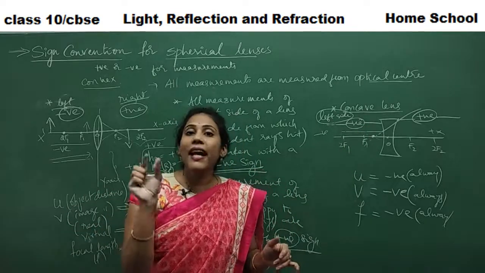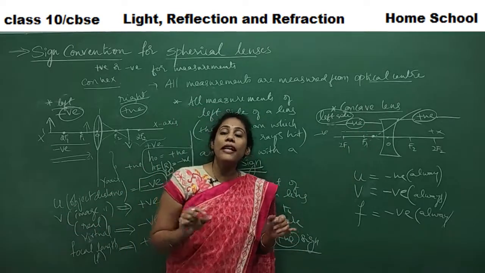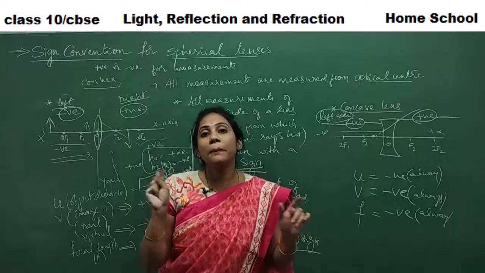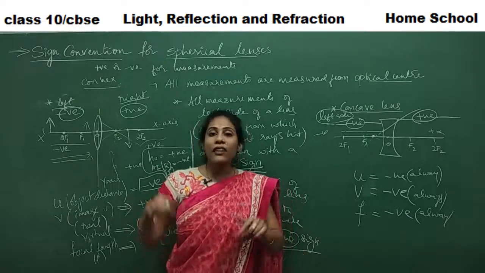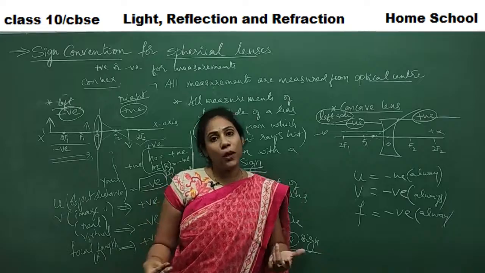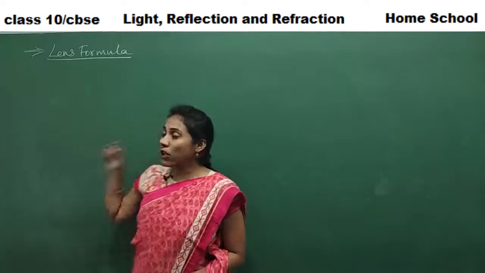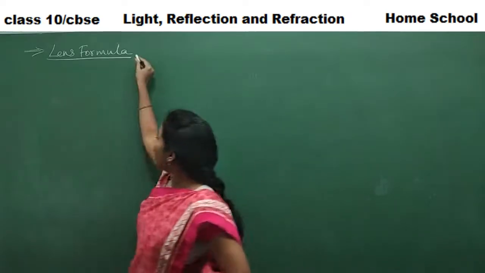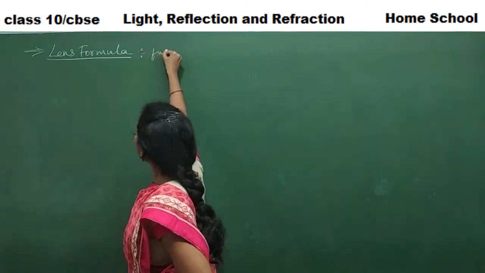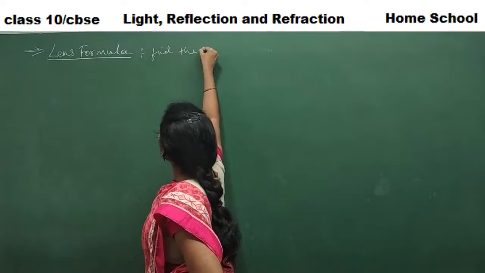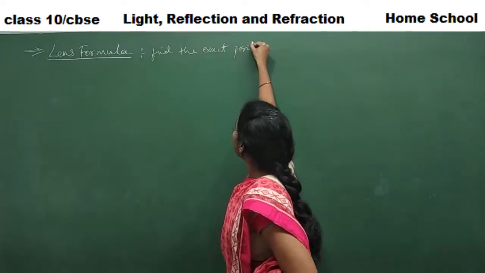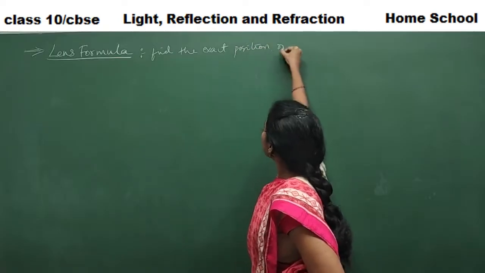We will do this with the help of a formula called the lens formula. In case of mirrors, you have studied the mirror formula. Here we are going to study the lens formula. Students, what is the use of the lens formula? Using the lens formula, we can find the exact position of an image.